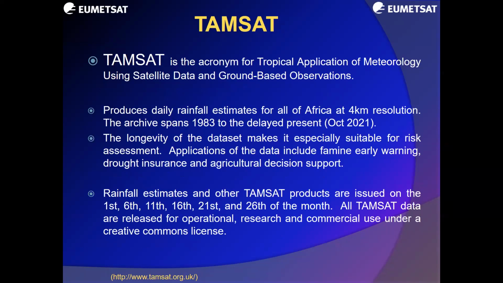And the last one I'm going to talk about is TAMSAT. And TAMSAT is the Tropical Application of Meteorology using Satellite data and ground-based observations. And this one is based at the University of Reading, and produces a daily rainfall estimate for all of Africa at 4-kilometer resolution. The archive spans 1983 to 2021, so it's a nice long data set that's available, which makes it very suitable for flood risk mapping, for long-term predictions, etc.